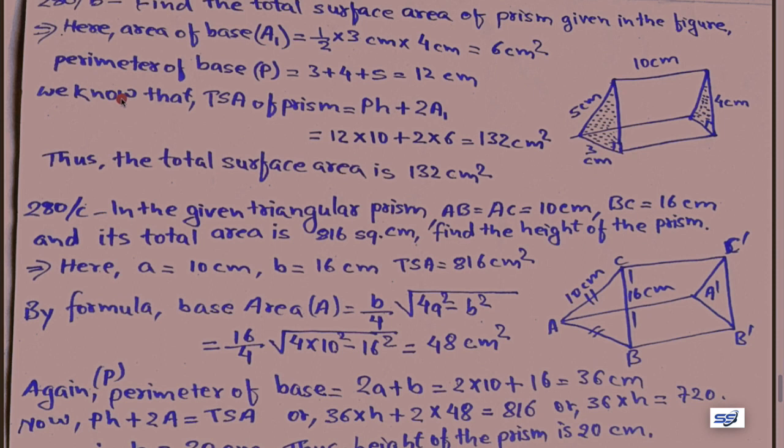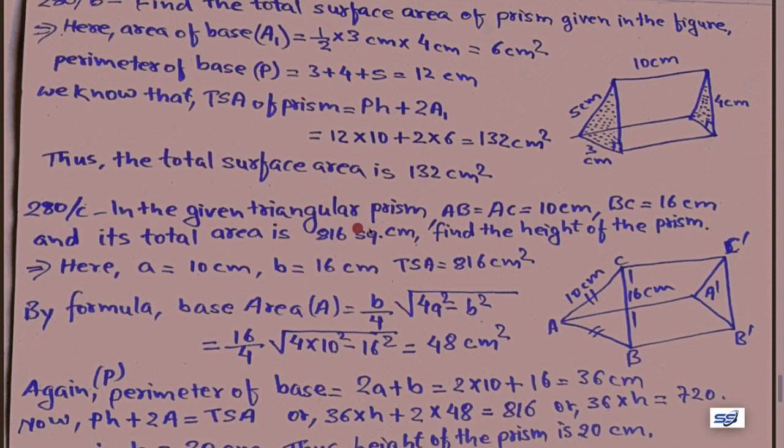Question number 280 B. Find the total surface area of the prism given in the figure. Here, area of base A1 is equal to half into 3 cm into 4 cm, which is equal to 6 cm squared. Perimeter of base P is equal to 3 plus 4 plus 5, which is equal to 12 cm. We know the formula, total surface area of prism is equal to P H plus 2A1, it means perimeter into height plus 2 into area 1, which is equal to 12 into 10 plus 2 into 6, which is equal to 132 centimeter square. Thus, the total surface area is 132 centimeter square.